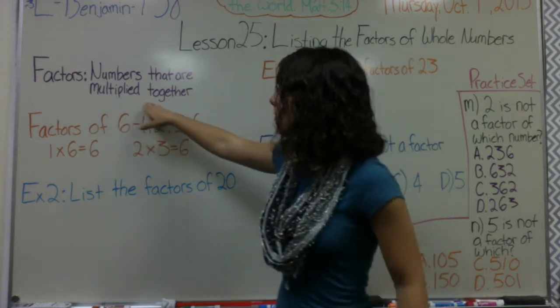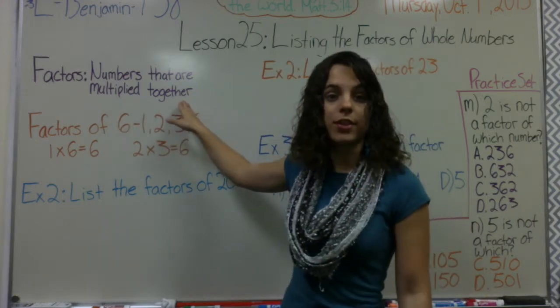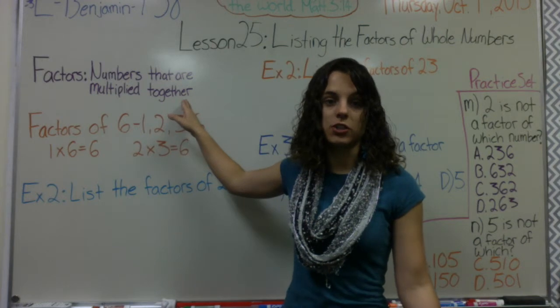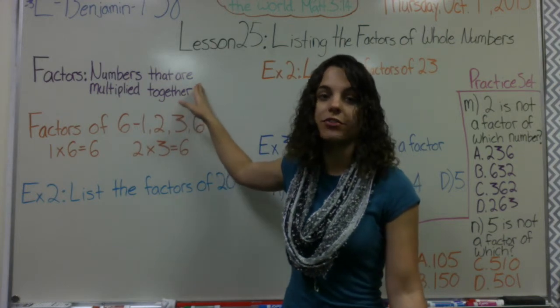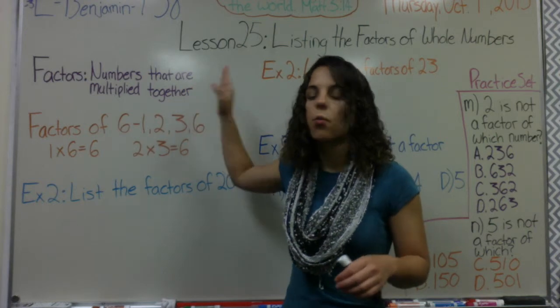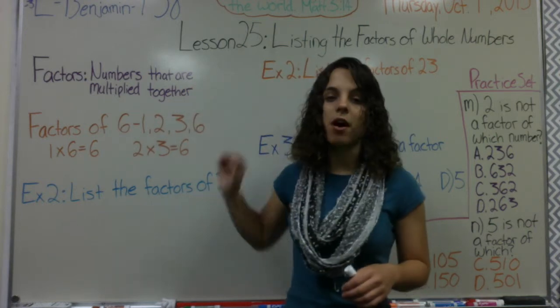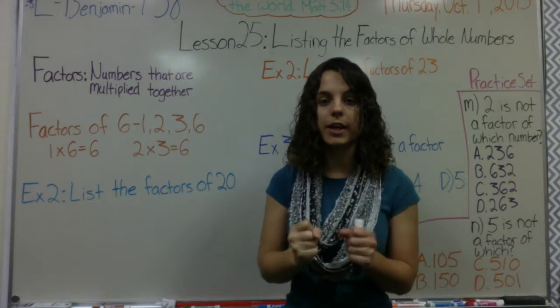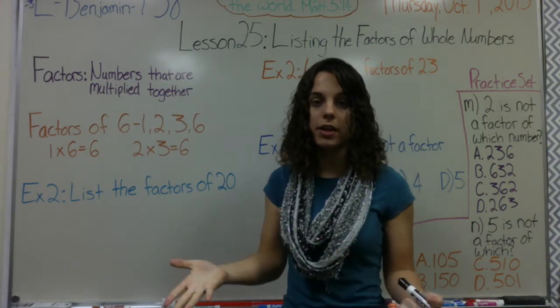So here's our definition of factors. You may have this already written down. If not, go ahead and do that. Numbers that are multiplied together are called factors. Now, when we list factors of numbers, we are listing all of the possible numbers that can be multiplied together to equal the number that we're given.